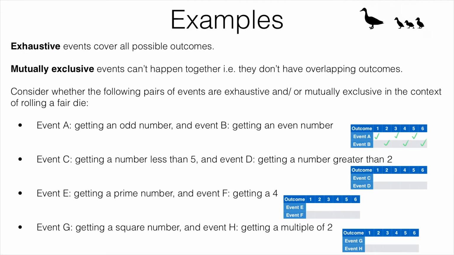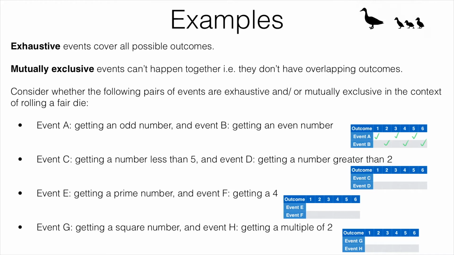Exhaustive events cover all possible outcomes. Mutually exclusive events can't happen together. That means they don't have any overlapping outcomes. And we'll illustrate that in the context of all of these pairs of events here. What we're being asked to do is to look at the pairs of events and decide whether they are exhaustive and/or mutually exclusive in the context of rolling a fair die.